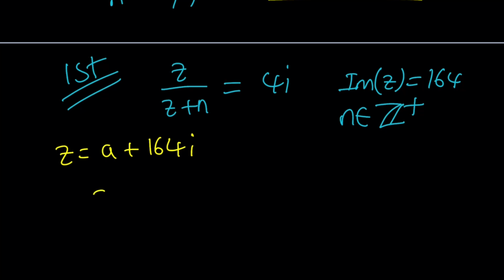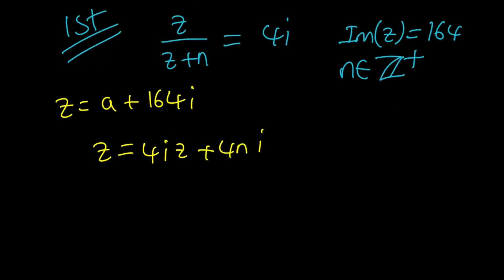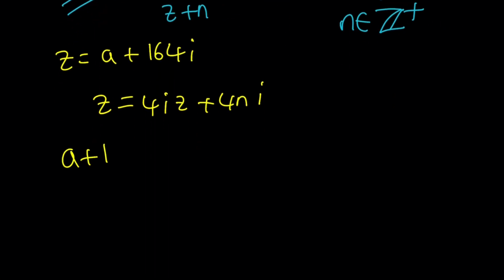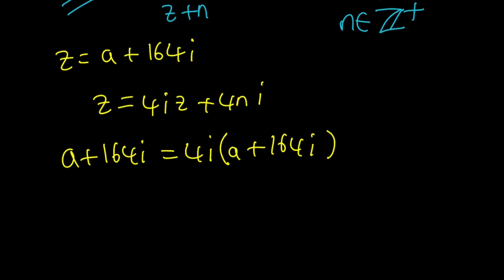Now before that, let's go ahead and cross multiply. We get 4iz plus 4ni. And now let's replace z with a plus 164i, equals 4i times a plus 164i, plus 4ni. And then we just need to do a little work.